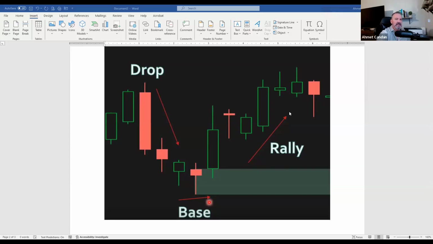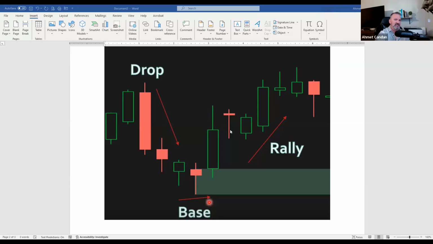And this type is called the drop base rally. Now, the drop base rally works very similar to the rally base rally for several reasons. Again, we look for a drop toward price imbalance right here. And then we look for that basing candle one more time. Again, I draw the basing candle from the bottom wick to the top of the body if I'm drawing a demand zone, and then obviously followed by a rally. Now that is how we draw in our demand zone.